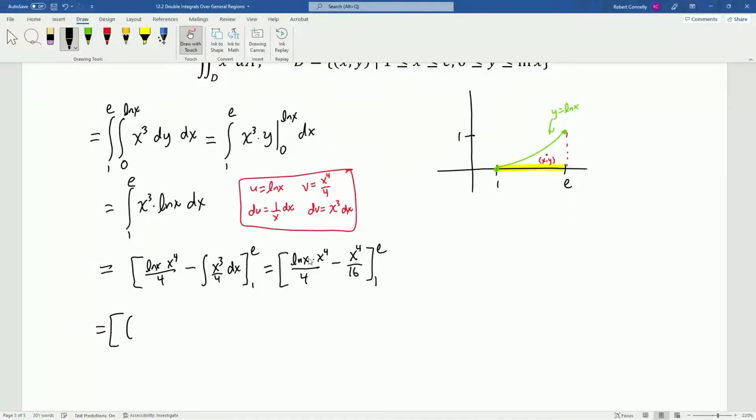And when we evaluate at e, ln of e is 1, so this is e to the 4th over 4 minus e to the 4th over 16, minus everything evaluated at 1, but ln of 1 is 0, so this becomes minus 1 over 16. This is 4e to the 4th over 16 minus e to the 4th over 16. That's 3e to the 4th over 16 plus 1 over 16. So that's our final answer.